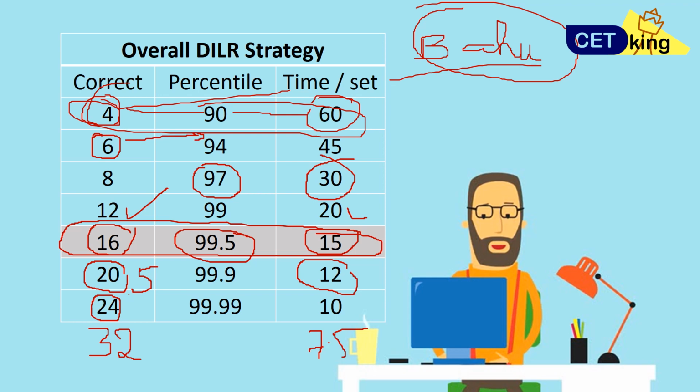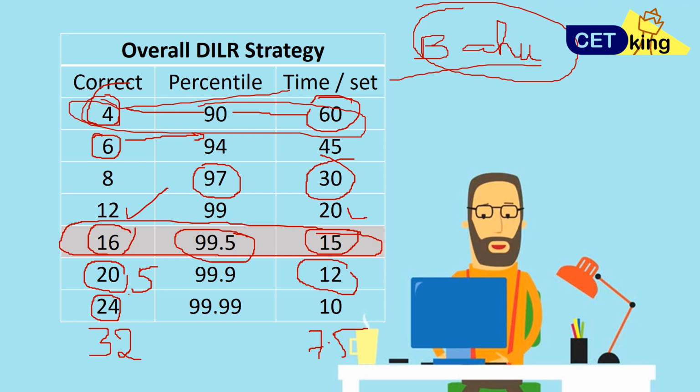I'll get 94 percentile. See, by the way, this is your final correct question count. I'm not saying attempt. If you attempt all 32 and do all wrong, that's your problem. I'm not counting that into this. 4 questions correct, 90 percentile. Spend 60 minutes, do one set right, that's it, you're getting 90 percentile.